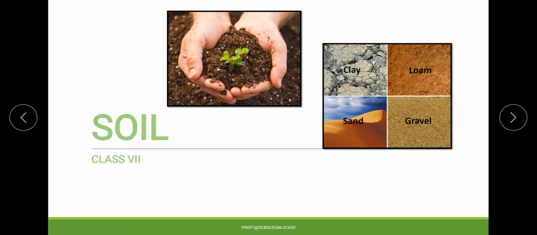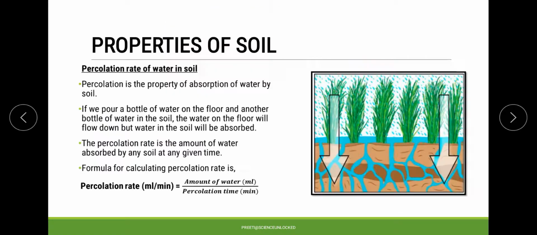Over here in this module we are going to talk about the properties of soil. The first property that we are looking into is the percolation rate of water in the soil, which talks about how easily the water being poured on the soil will be absorbed by the soil.